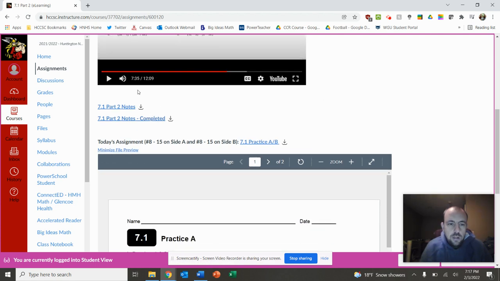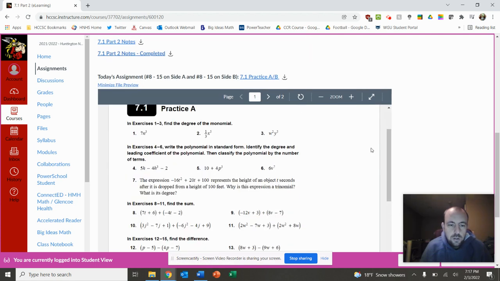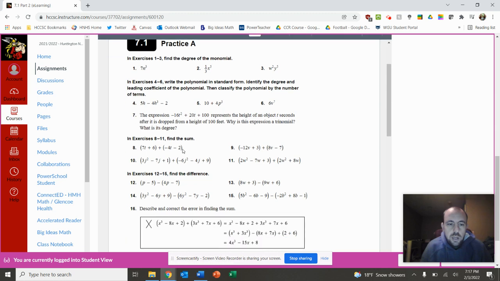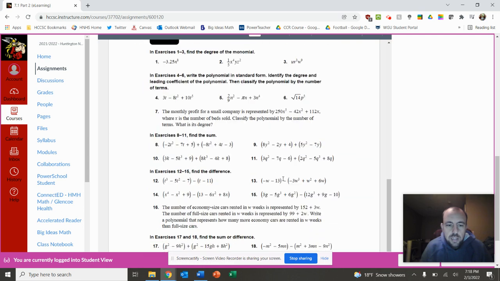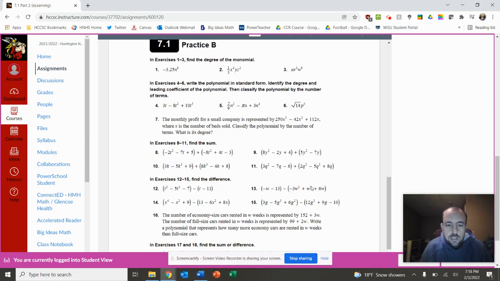Once you've gone through the video and the notes, I'd like you to try to work through the next part of this assignment. And really, I'm just looking at 8 through 15. On both sides, the first four, you're just trying to find the sum, which really breaks down to adding the like terms. The only difference with the 12 through 15, when we find the difference, is treat that like a -1 and distribute. So again, that's 8 through 15 on the front side, and then 8 through 15 on the back side.